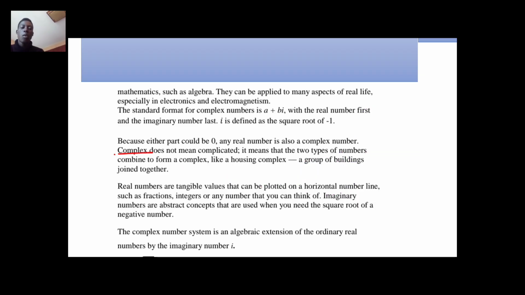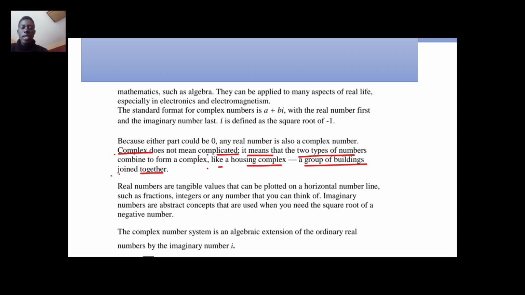Complex numbers being called complex does not mean that they are complicated. It means that it has two types of numbers combined together, like a housing complex, a group of buildings joined together. That's why we call it a complex number: a real number and an imaginary number are brought together. So don't say that if it is complex it is hard.